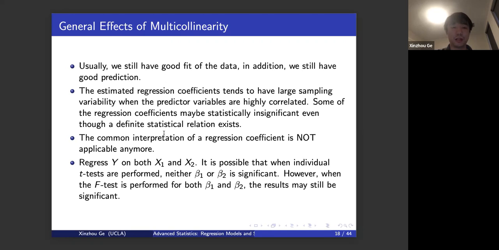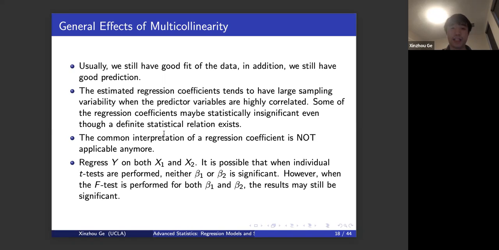So when several predictors are correlated, the common interpretation of regression coefficients is not applicable anymore. So if we regress y on both x1 and x2, it is possible that when individual t-tests are performed, neither beta 1 nor beta 2 is significant. However, when the F-test is performed for both beta 1 and beta 2, the results may still be significant.